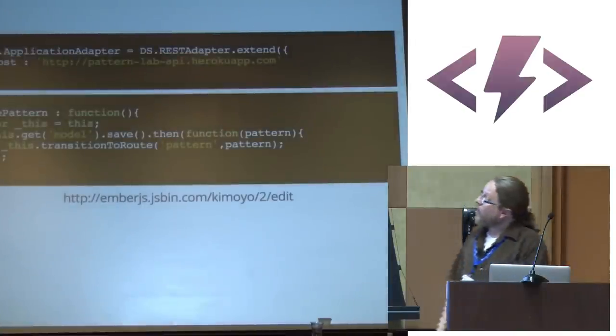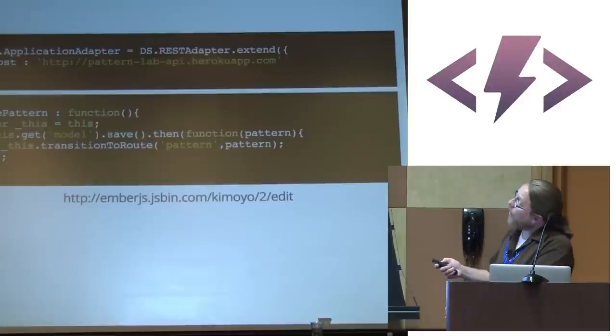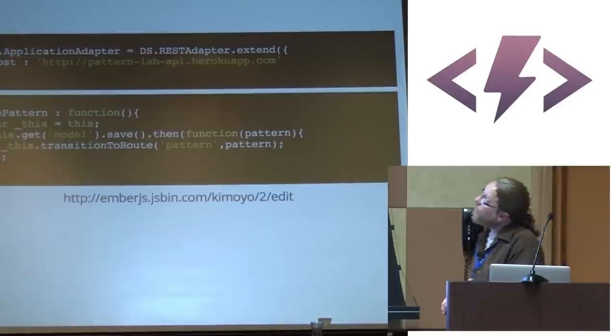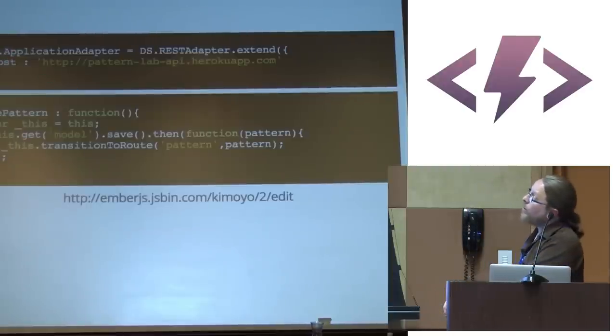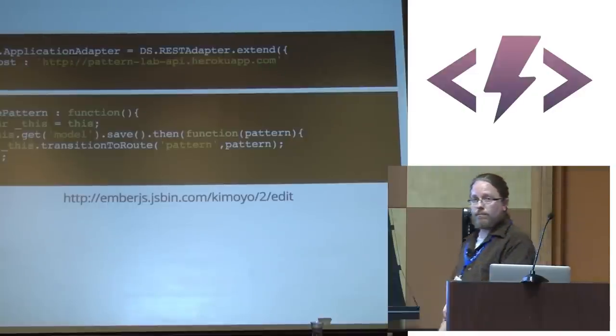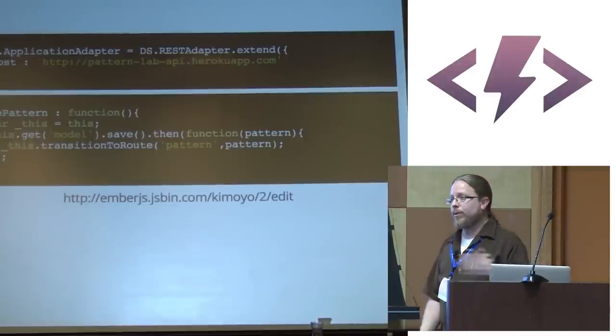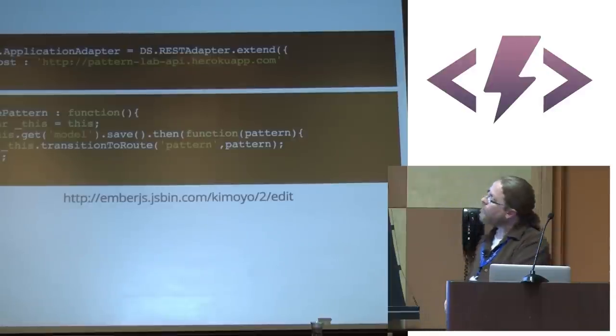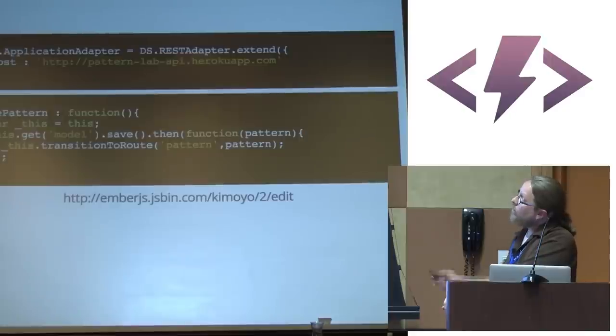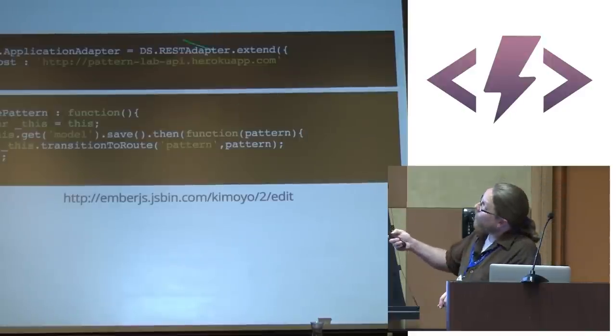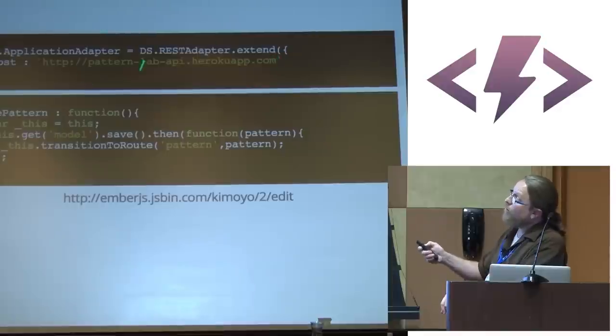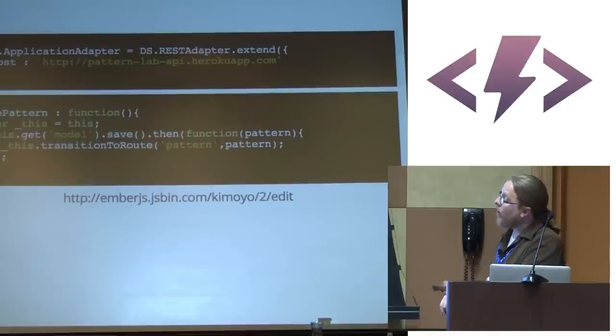To make this change, it's very simple. At this point, we're going to tell it that our application adapter is the REST adapter, and we want to extend the REST adapter by telling it what host we want to look at. And I've built a very simple Rails API that lives at this address that just has your standard REST actions for patterns. You can list them on the index, you can create a new one, you can update one, you can delete one. So this part really is all that we need to do to start pulling data from that URL.